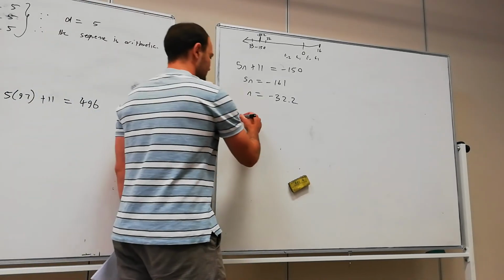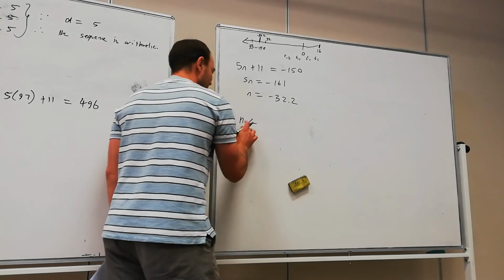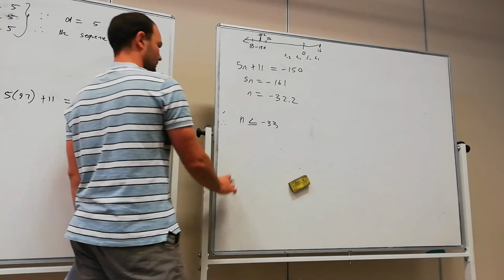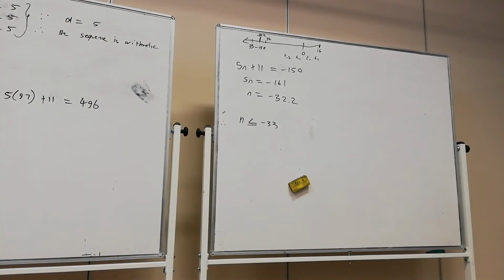And what we're going to say is if n is less than or equal to minus 33. So that means minus 33, minus 34, minus 35, and on to negative infinity. Alright, so we'll stop there because this is actually quite a big exercise. So I'll get you guys to have a bit of a go at it.